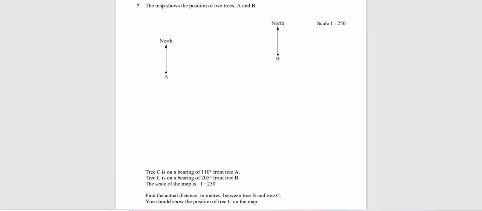Next, now we're in question 7. The map shows the position of two trees, A and B, with a scale of 1 to 250. Tree C is on a bearing of 110 from tree A, and tree C is on a bearing of 205 degrees from tree B. The scale of the map is 1 to 250. Find the actual distance in meters between tree B and tree C. You should show the position of tree C on the map.